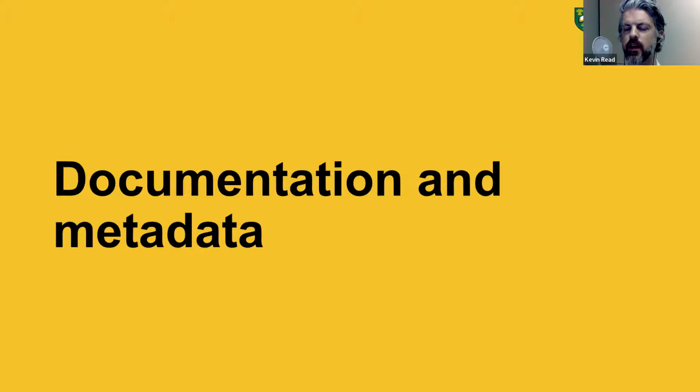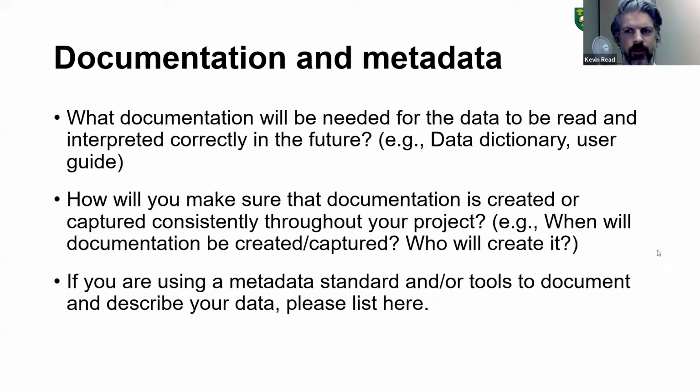So the next section really comes down to the idea of how you're going to make that data understandable to other people. And so the key questions in this section are, what documentation will be needed for the data to be read and interpreted correctly in the future? So this may look like the data dictionary we talked about last time. It may be that you want to create a user guide for someone so that they would know exactly what to do with the data as it goes through. And so your interpretation of this question is ultimately up to you as to how you're going to ensure that your data is going to be documented and understandable to others. So think about what you could do in order to make that more understandable to other people.